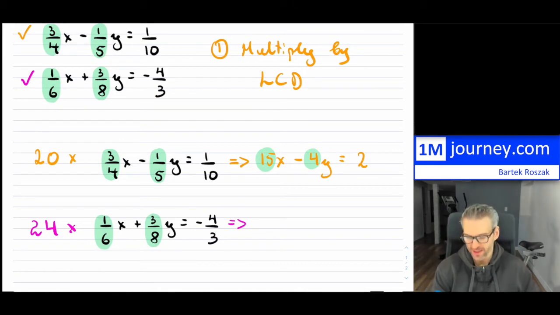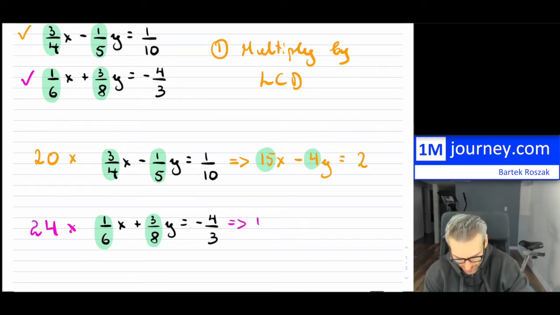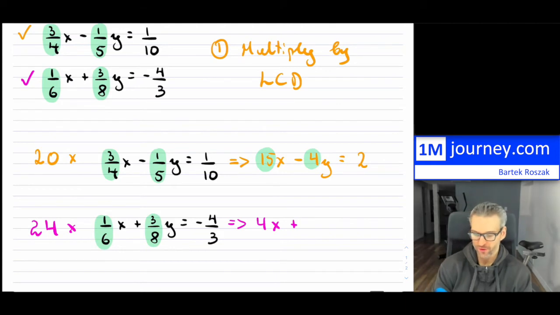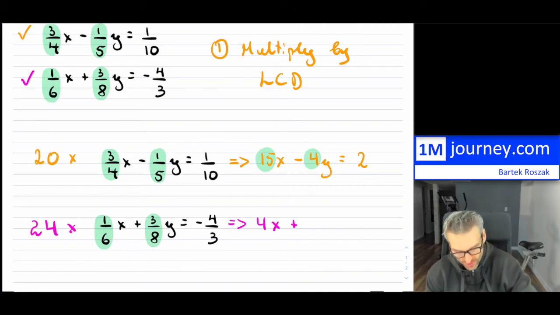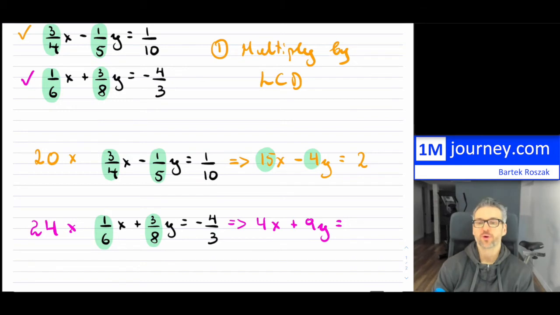So now this line is 24 times 1 over 6. Well, 6 goes into 24 4 times. So this is going to be 4x. Plus, now 24 times 3 over 8. Well, 8 goes into 24 3 times. And then 3 times 3 is 9. So this is 9y. And then you have 24 times the negative 4 over 3 on the right-hand side.